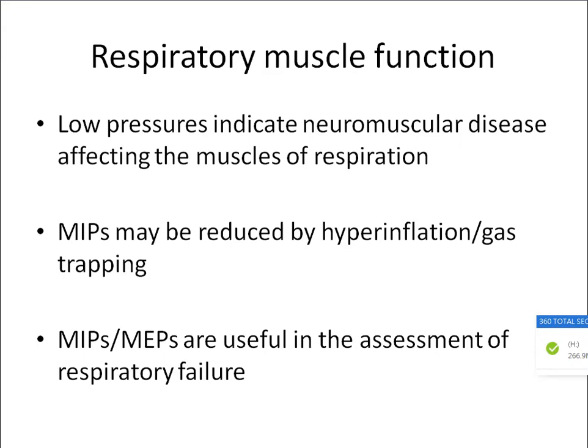Maximal inspiratory pressures may be reduced by hyperinflation or gas trapping, that is in patients with obstructive lung disease. Maximal inspiratory and maximal expiratory pressures are also useful in the assessment of respiratory failure. And maximal expiratory pressures assess neuromuscular dysfunction.